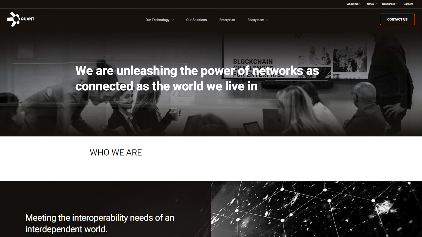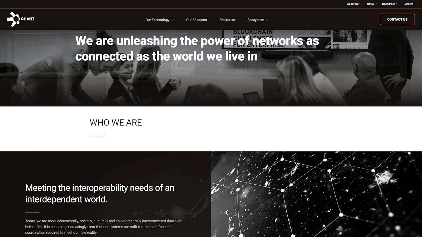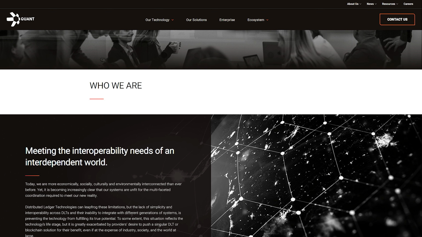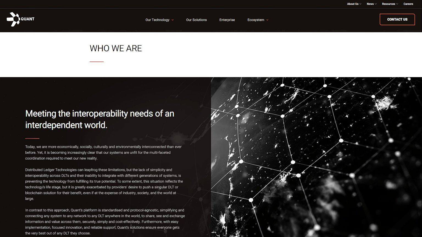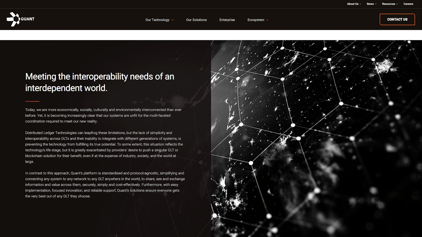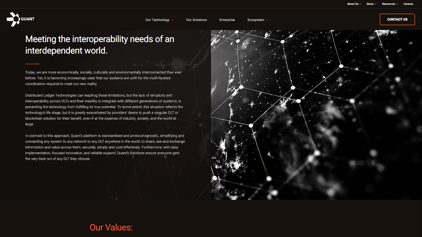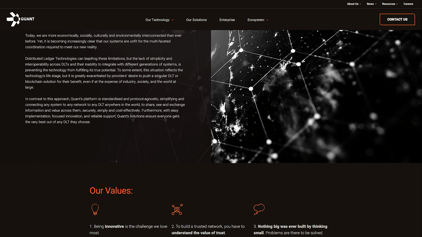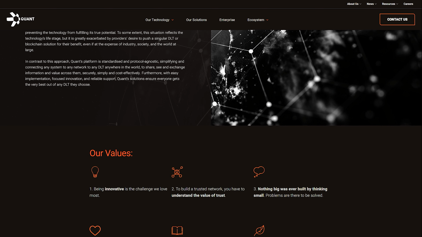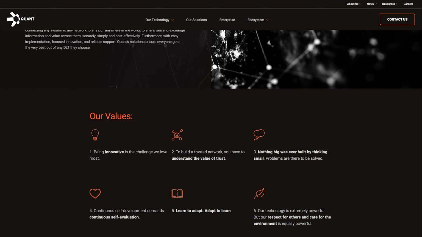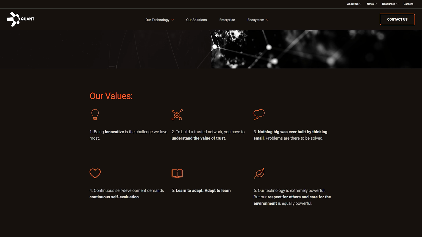But where did Quant come from? The Quant project was launched back in June 2018, but work on Overledger Quant Network was started even earlier, in 2015. The Quant team's main goal is to connect blockchains and networks on a global scale, without reducing the efficiency and interoperability of the network.